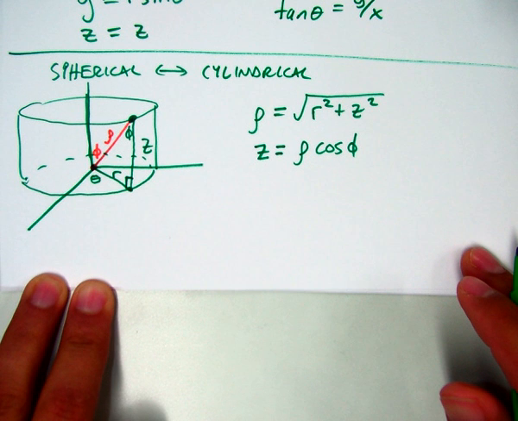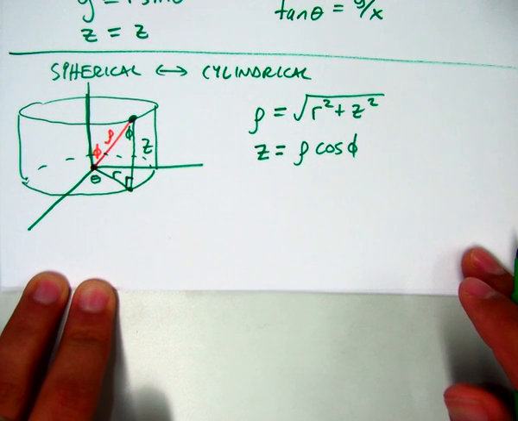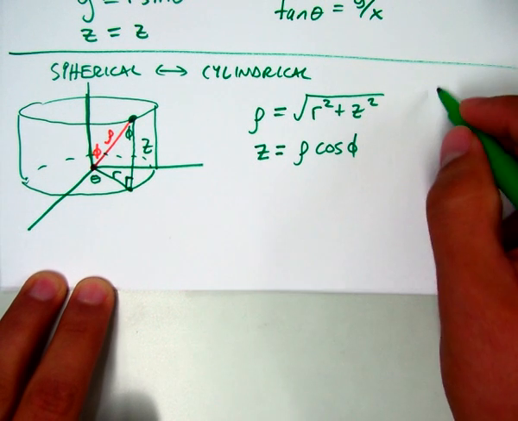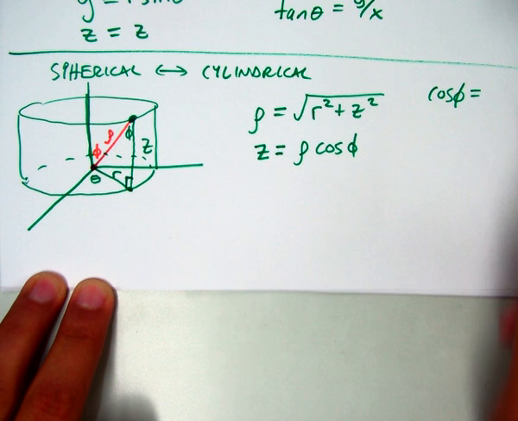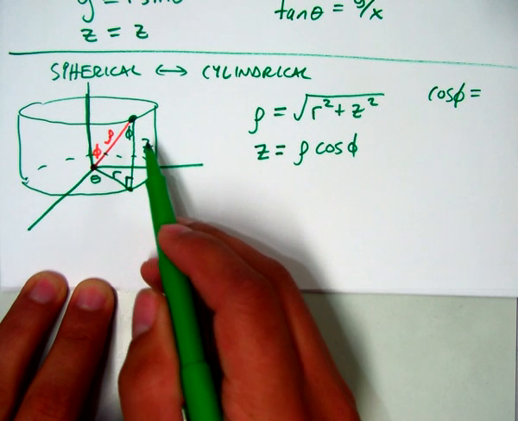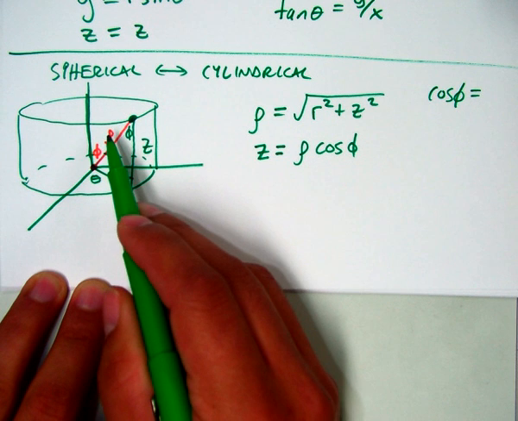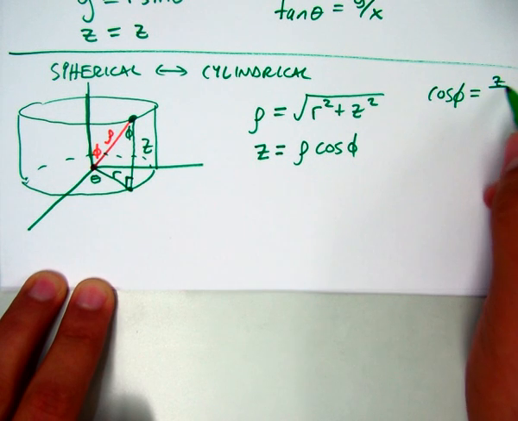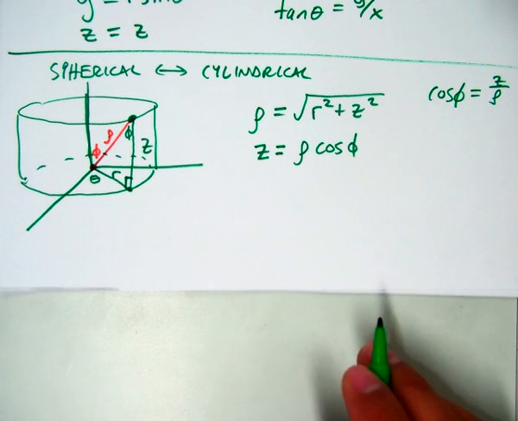You guys following that? Not really. SOHCAHTOA tells us that the cosine of phi, so here's your right triangle, what's cosine? Adjacent over hypotenuse. So it's z over rho. All I've done is move the rho over, so z is alone.